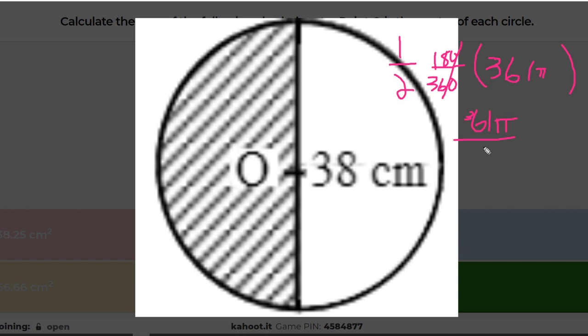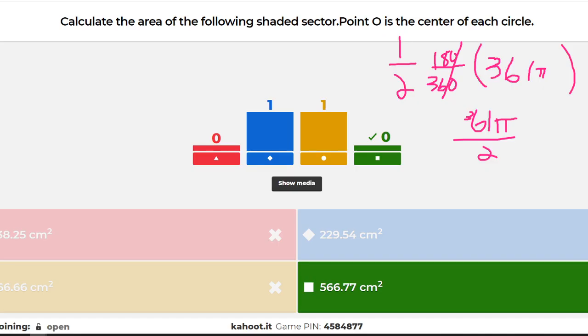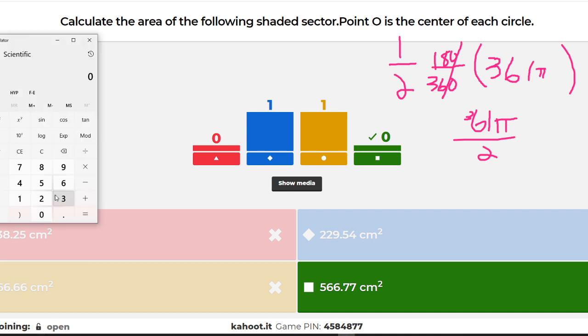Now it looks like they rounded. None of these have pi's in it, so you're going to have to use the calculator. Where's my calculator? 361 times pi divided by 2 equals 567. This is the only one that was close. It's probably just a rounding issue.